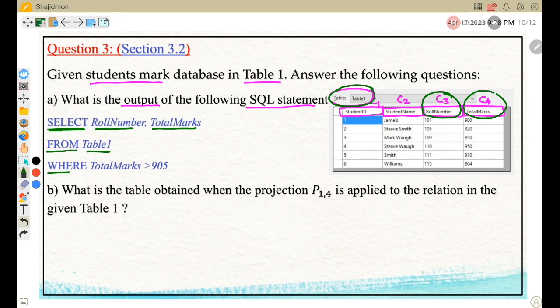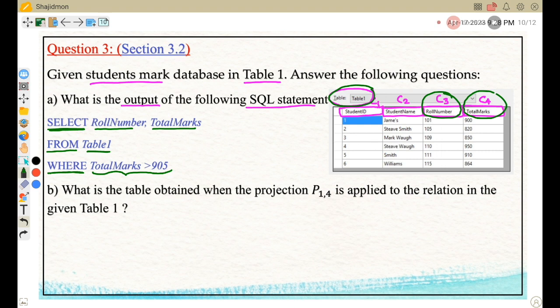So from table number 1, select the columns roll number and total mark. Now one selection criterion is given: where total mark should be greater than 905. Total mark should be more than 905. So what output are we getting? What data are we getting? What tuples are we getting? 4 tuples or 2 tuples we are getting.